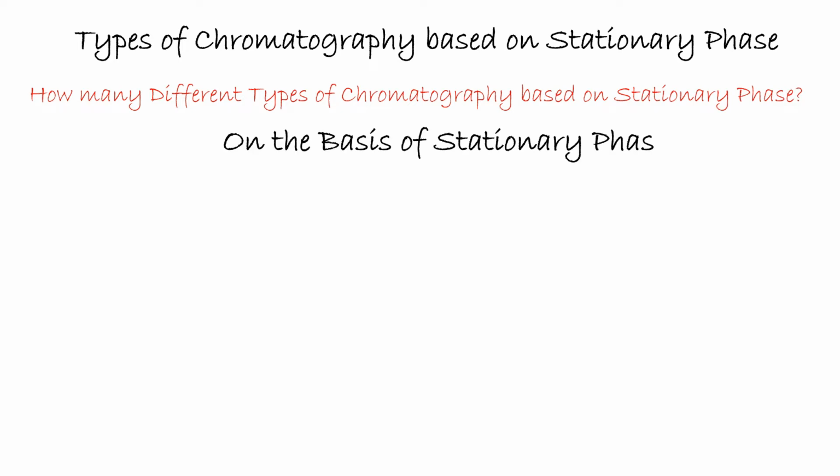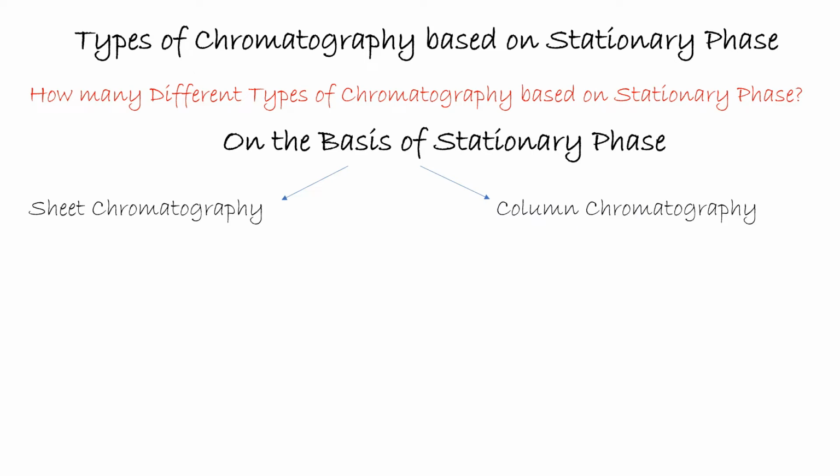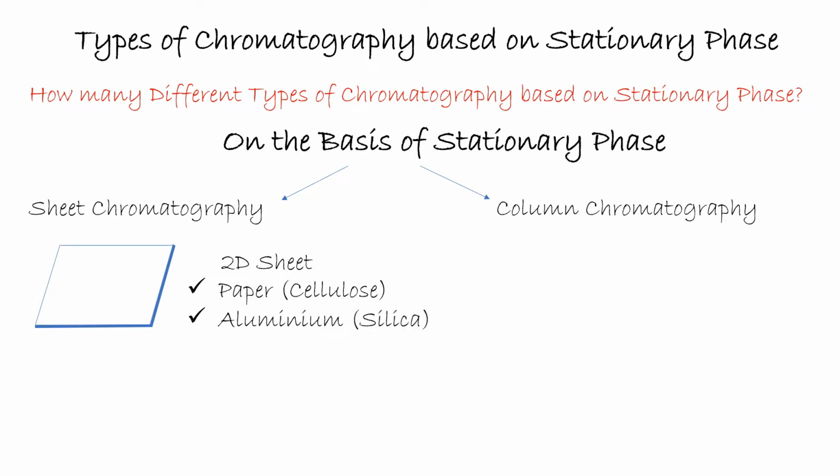Chromatographic techniques could be divided into two different types. That is, it could be sheet chromatography or it could be column chromatography. In sheet chromatography, as the name suggests, its stationary phase is in the form of a two-dimensional sheet. This two-dimensional sheet could be made of paper, in other words, cellulose fiber, or aluminium sheet covered with a thin layer of silica, which is acting as a stationary phase, while in case of column chromatography, the stationary phase is three-dimensional and filled in a column.